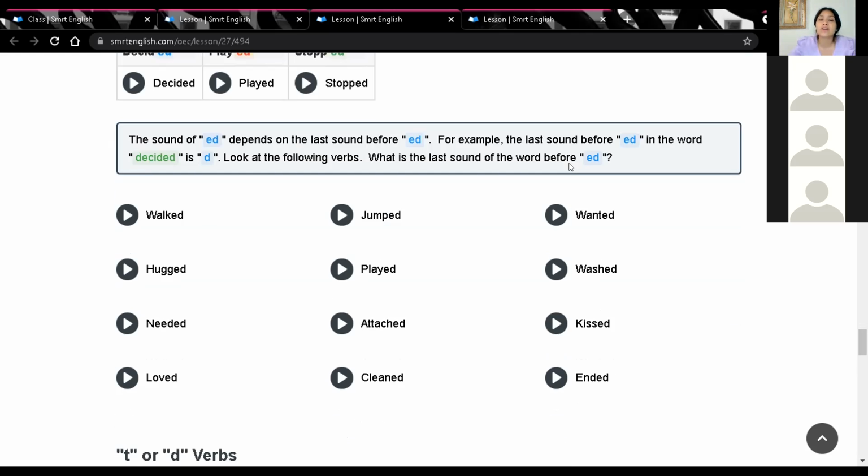Look at the following verb. What is the last sound of the word before ed? Let's see. Walked. Walked. Hugged. Hugged.